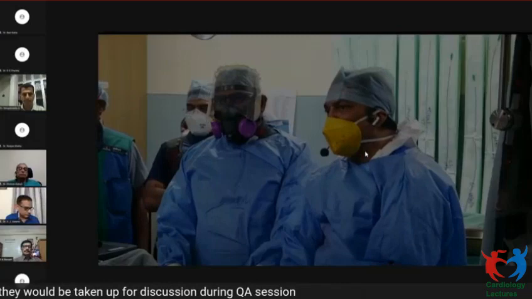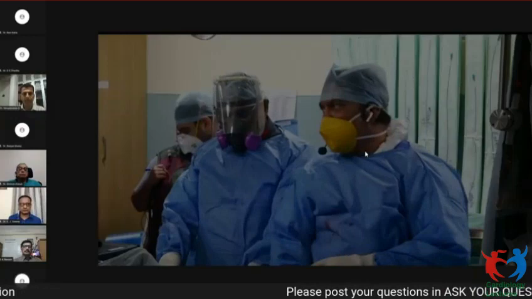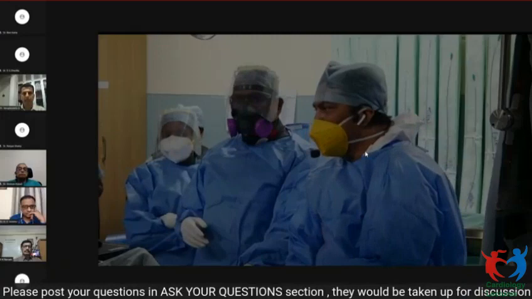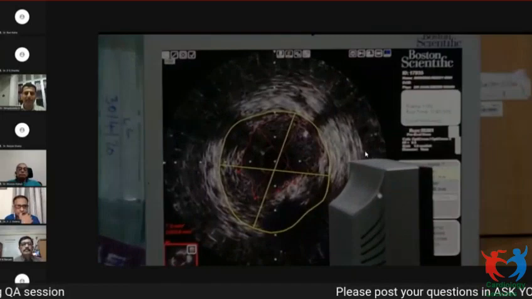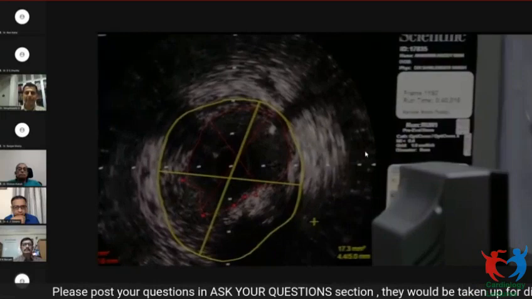Can anybody show the IVUS image? Brother, just show the IVUS image. You can see the IVUS, the left main IVUS, on that monitor. Are you able to see the IVUS? I think I'm unable to hear any response from your side, but I am assuming that you are able to hear me very clearly. With that intention, I'm going ahead with the presentation.